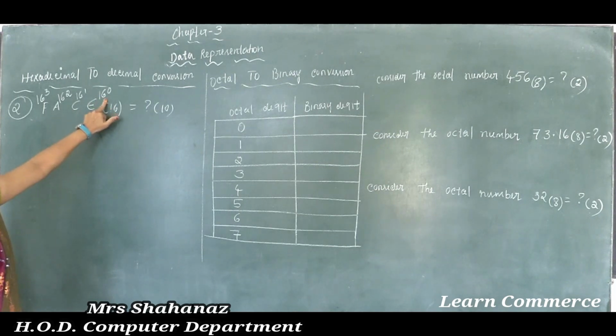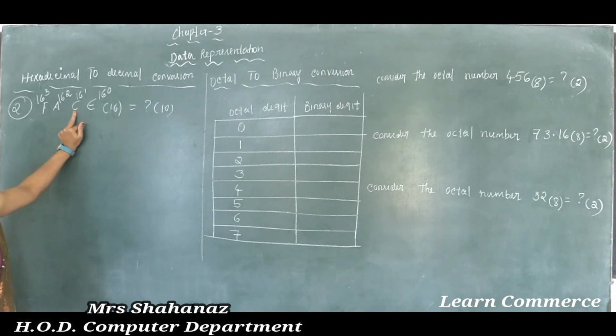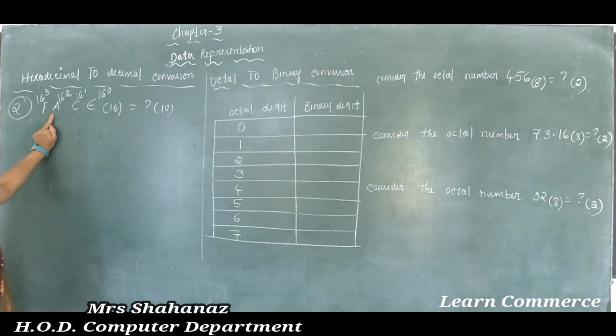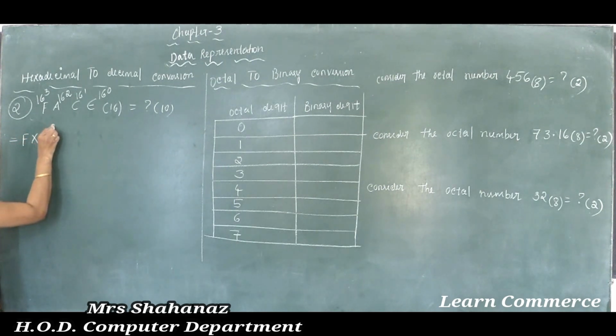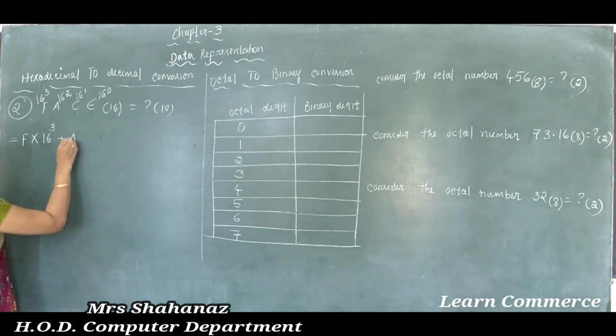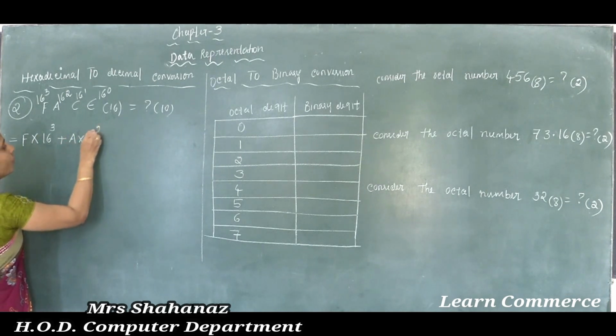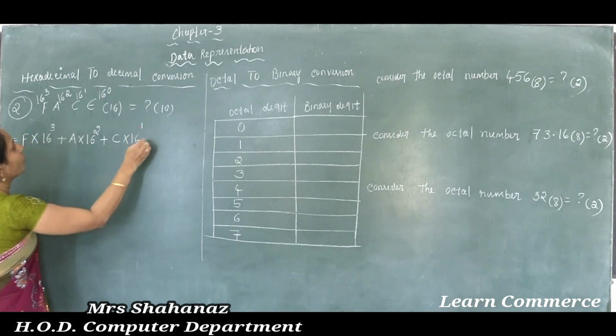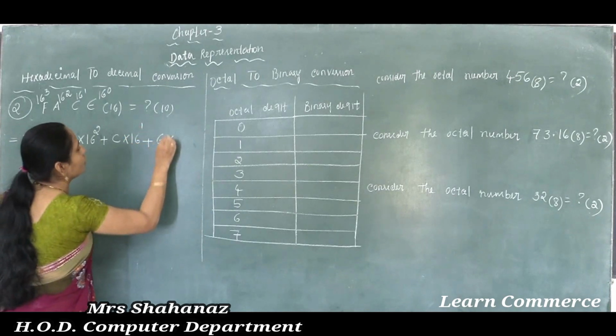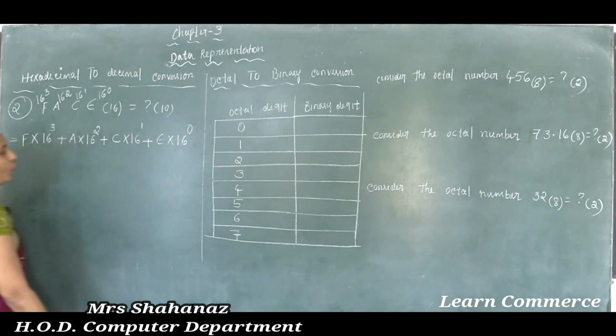16 to the power of 0, 16 to the power of 1, 16 to the power of 2, 16 to the power of 3. Now after that I am going to take the value F into 16 to the power of 3 plus A into 16 to the power of 2 plus C into 16 to the power of 1 plus E into 16 to the power of 0. Correct here?